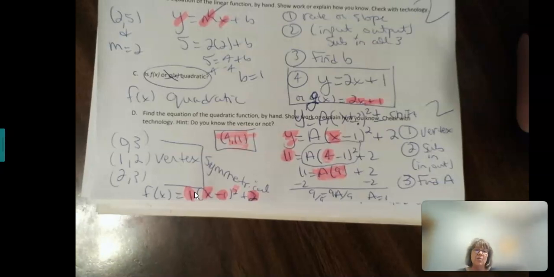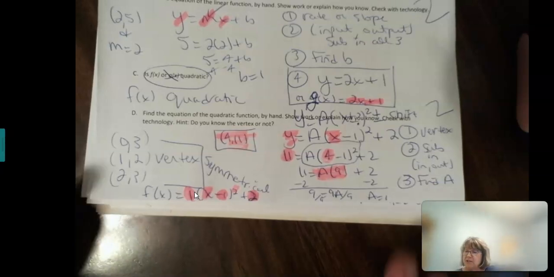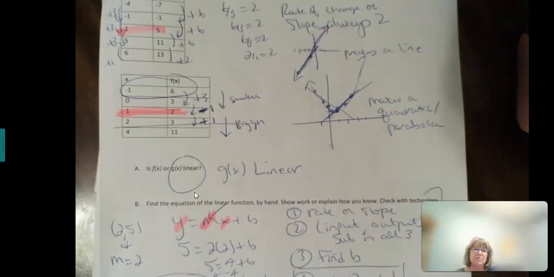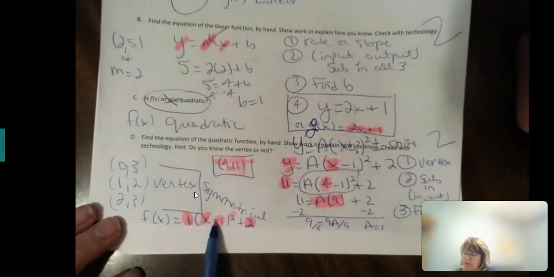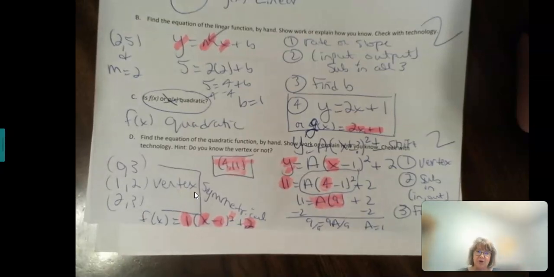Now, again, what do you do if you want to check your answer? Well, let's pick some random point we haven't done yet from our chart. So let's pick -1, 6. We didn't use that. So -1 minus 2 is -2, squared is 4, plus 2 is 6. Hey, guess what? It works. And you could also graph it to check it. That would be a good idea too.